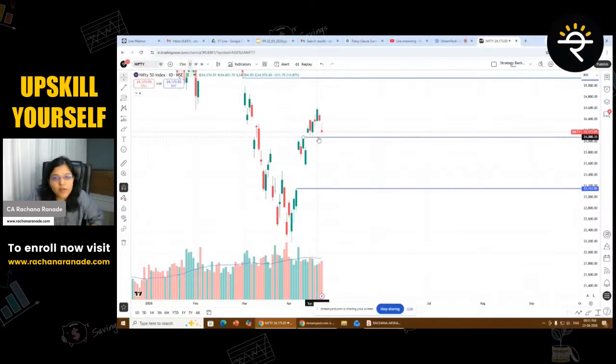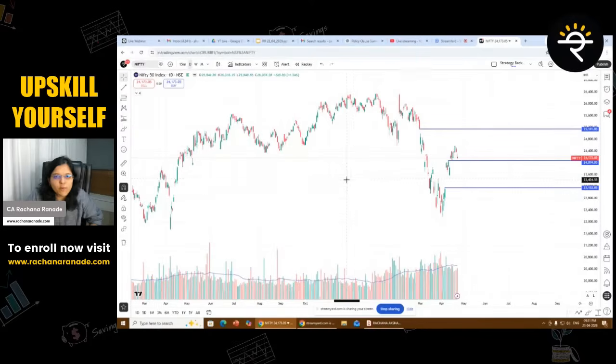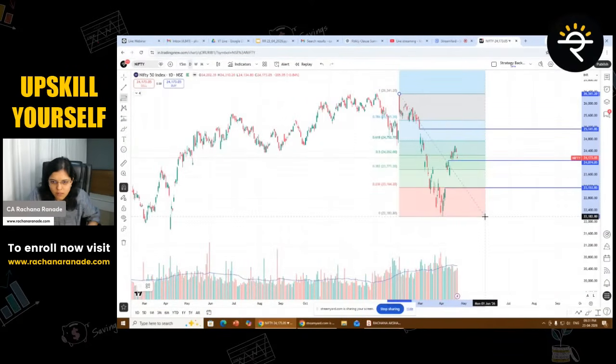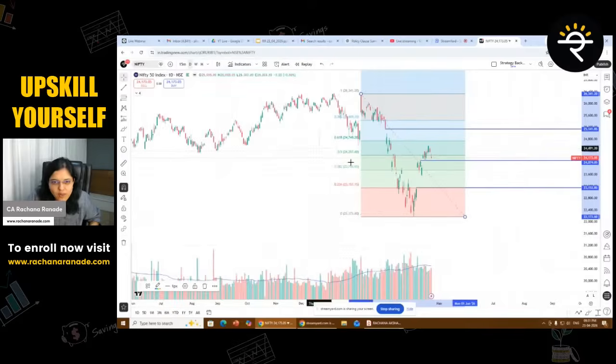So 24,000, 24,100. If you remember, last time we had also drawn a Fibonacci from this topmost point to this bottommost point, and we were told that 24,257 is a good support. But if that is broken, then 24,100. And then our favorite level, 23,800, which has been our favorite for a long time. So 23,800 is also one good support. On the higher side, 24,800, I have talked about this so many times. So 23,800 on the lower side, correct? And 24,800 on the higher side.